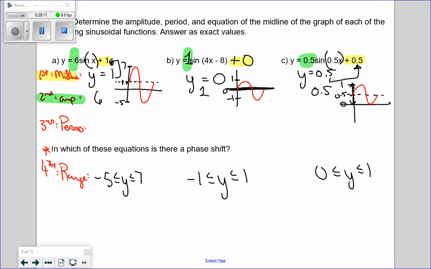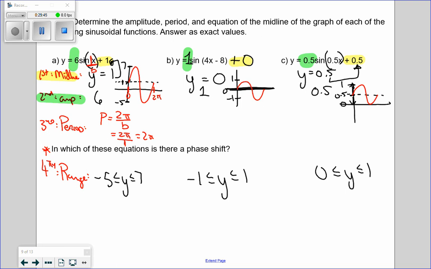Period. So the formula for period is 2 pi over b. For this one, there is no number in front of the x. So what do we assume the b value is? 1. So that means my period is 2 pi. So in other words, it starts at 0, finishes at 2 pi. The length of the cycle is 2 pi.